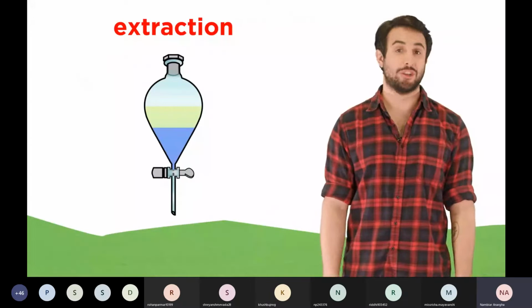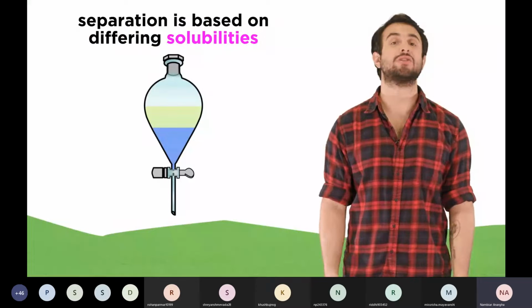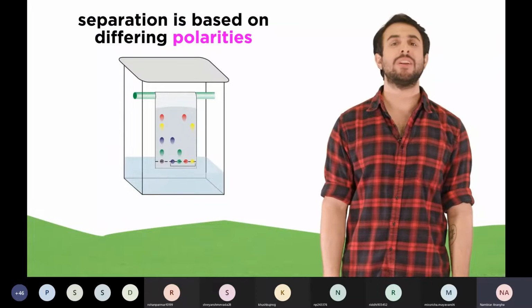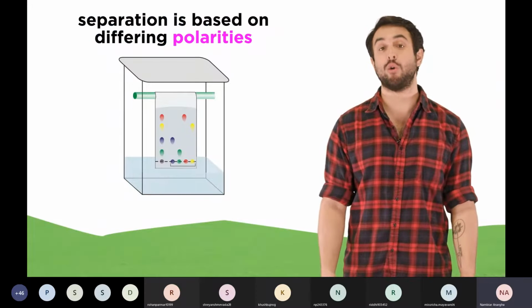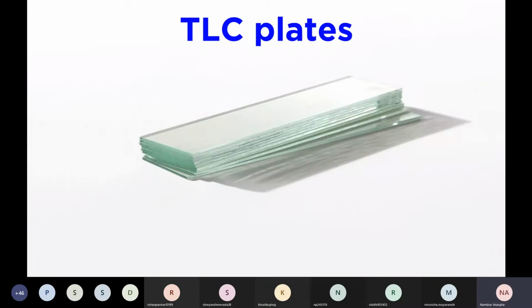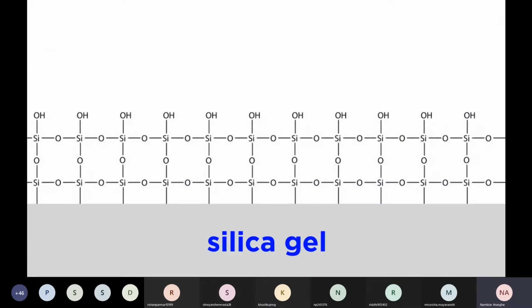We just learned about extraction, which is a technique we can use to separate compounds on the basis of differing solubilities. Now let's learn about another separation technique called thin layer chromatography, or TLC for short. This separates compounds on the basis of differing polarity. So let's go ahead and see how this works. In order to do TLC, we will need some TLC plates. These have a thin layer of silica gel spread out on a glass surface. It will be important to understand the structure of this silicate material, as this is what will cause the components of the mixture to separate.